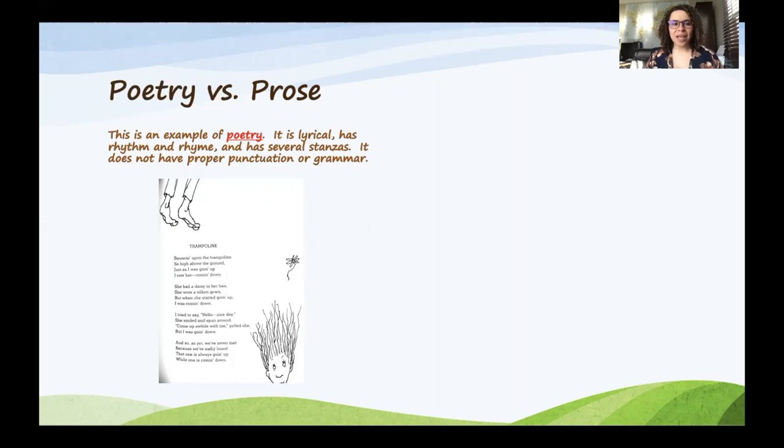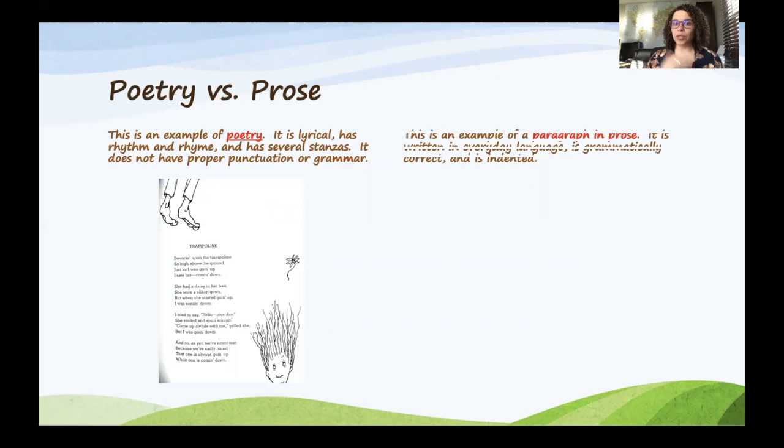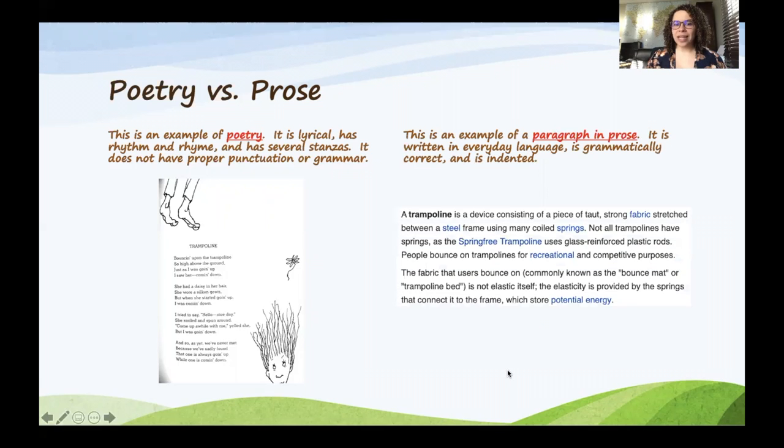So you can see how it kind of has a rhythm, a flow. It's a little musical, a little lyrical, different than your everyday writing about a trampoline, which we will see right here. This is an example of a paragraph in prose. Remember, prose is just everyday language. It is written in everyday language, like I just said, and it is grammatically correct, and it is usually indented. This is a paragraph I pulled off of Wikipedia, just describing what a trampoline is.